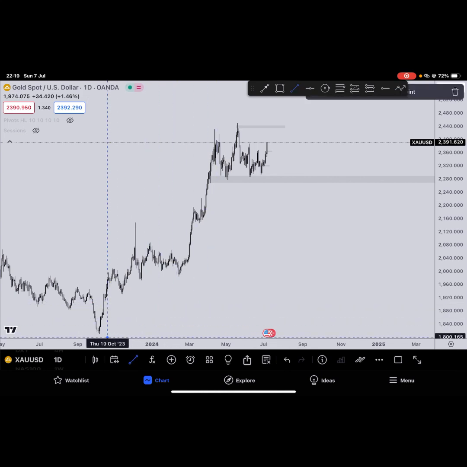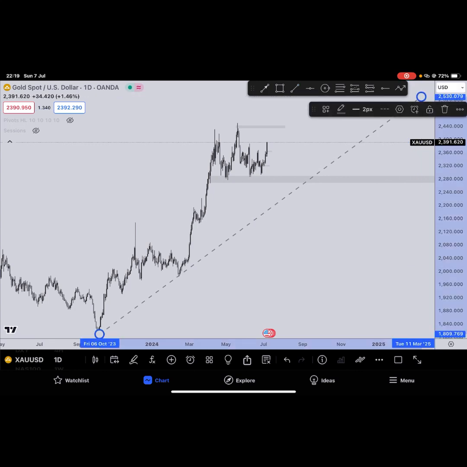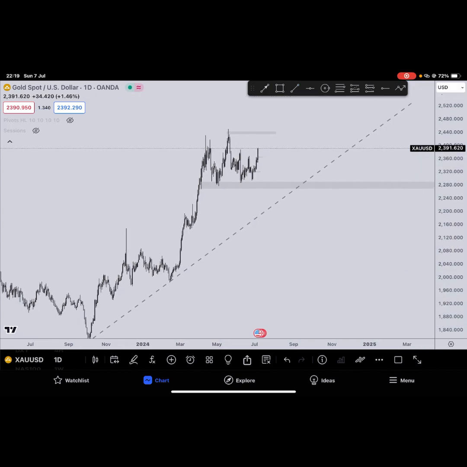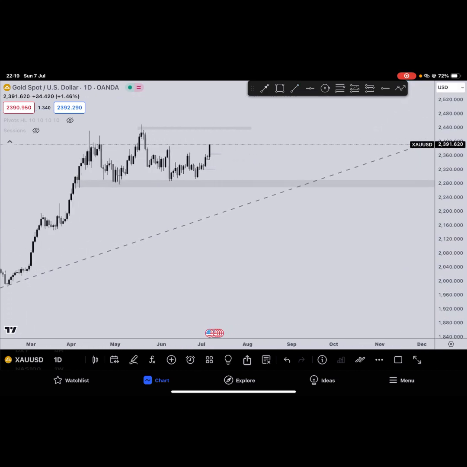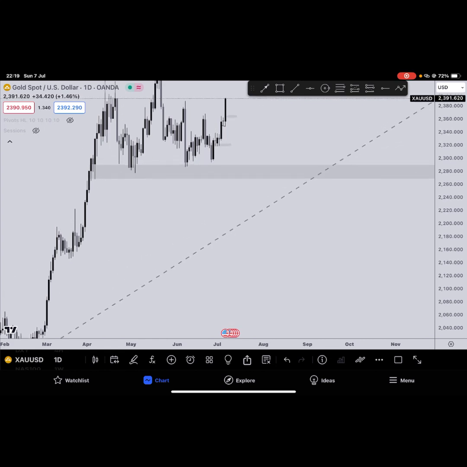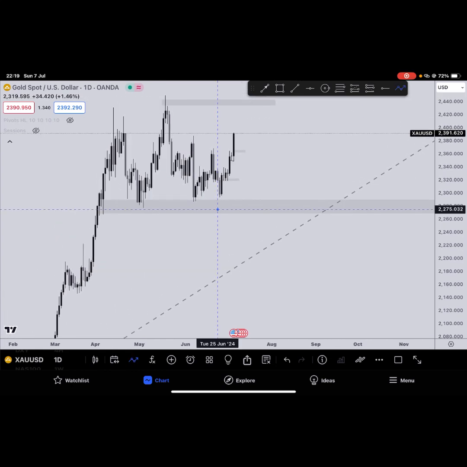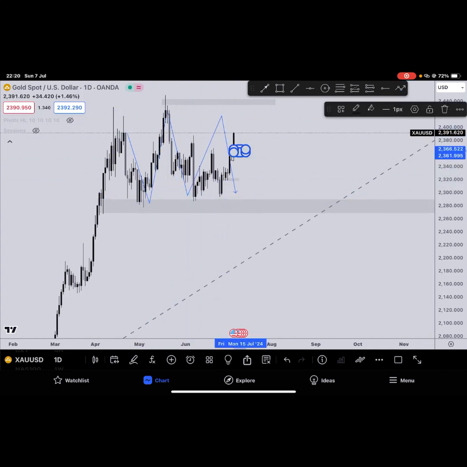Gold too has been on a bullish market structure for a while. But since early April, we've been seeing gold range on this level on the daily time frame. Understand? Since early April, gold has been ranging.